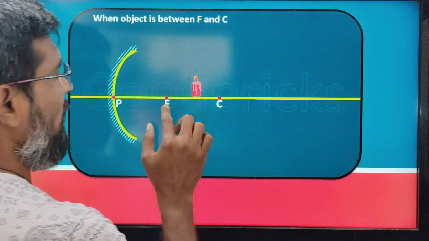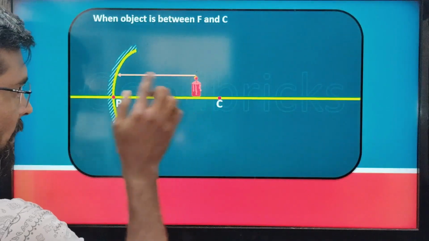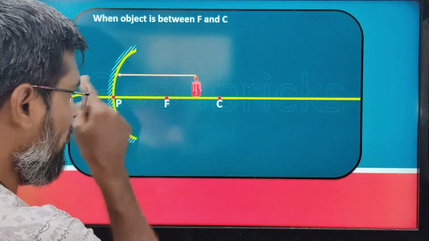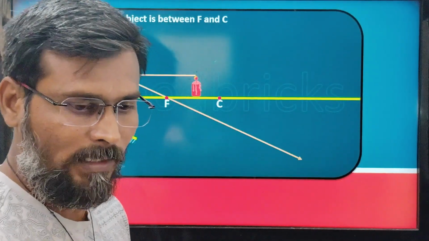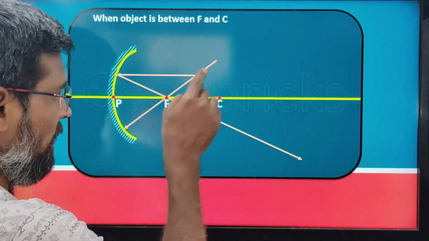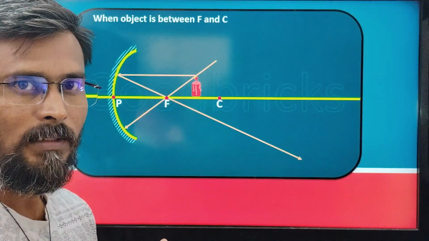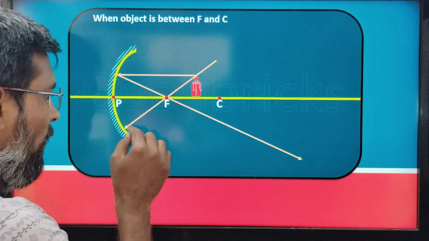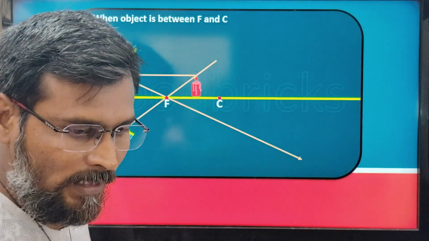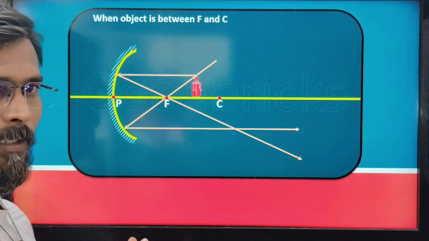Next, our object is in between F and C. So let us draw ray diagrams now. Again we are taking an incident ray parallel to the principal axis. So its reflected ray passes through the focal point. Let us take one more incident ray, and now this incident ray itself is passing through the focal point. Can you guess how it reflects? Excellent. The reflected ray of this incident ray will be parallel to the principal axis. See here on the screen clearly. This is the reflected ray of this incident ray.